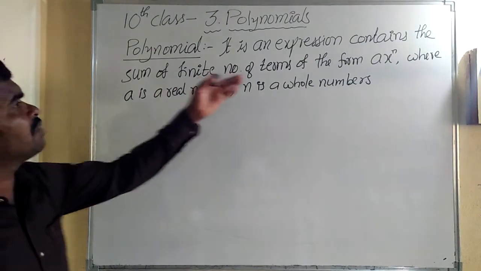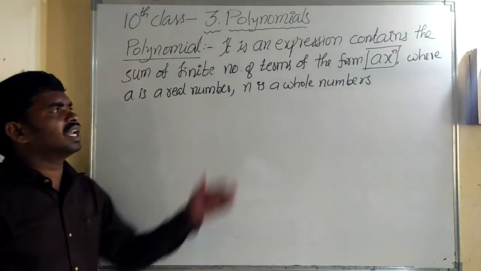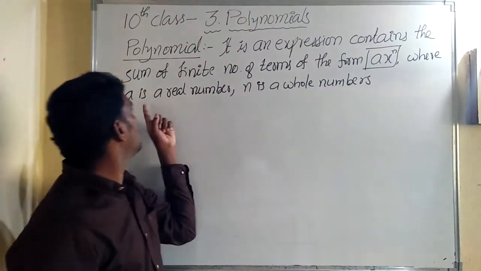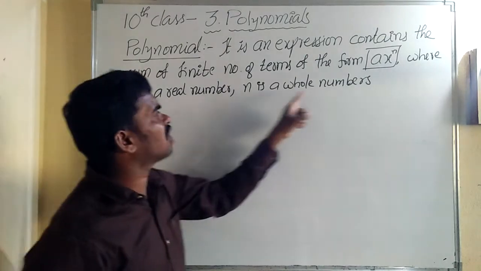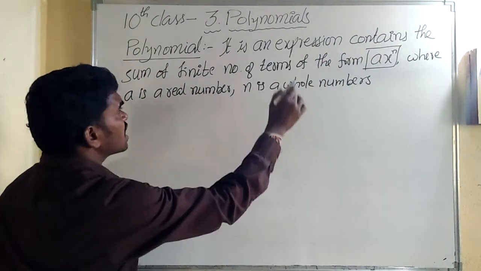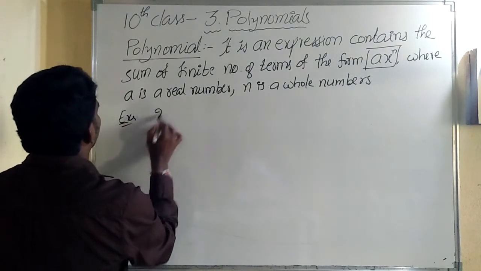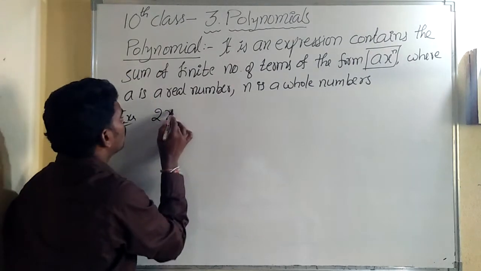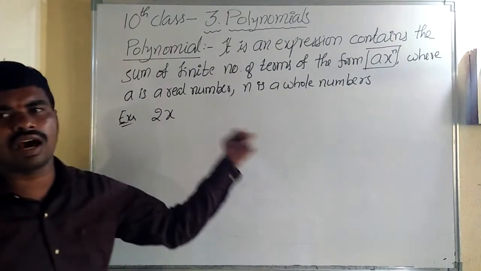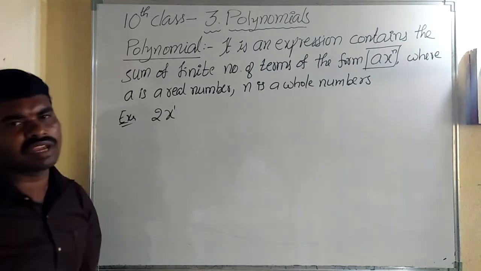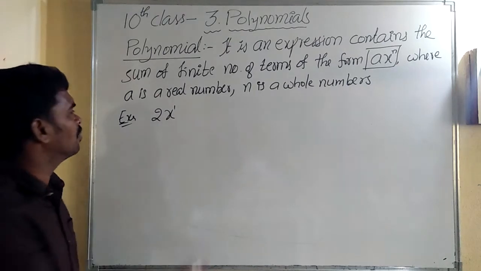So let us see. In a single word, we can give a polynomial example. A is any real number and n is any whole number. Let us take a as a real number, say 2, and x is the variable. n is a whole number, maybe 0 or 1 or 2 or 3. Take anything; for example, I am taking 1. So it is a polynomial, one very simple example.